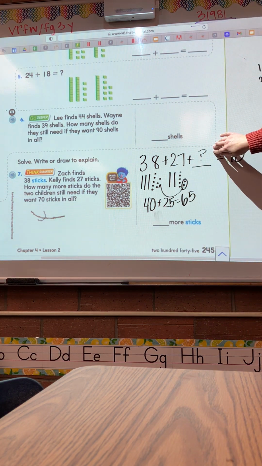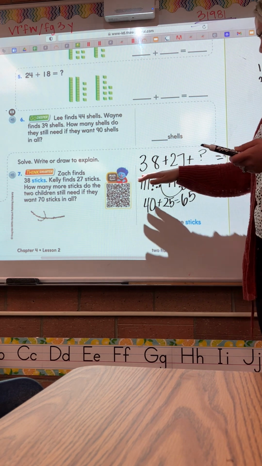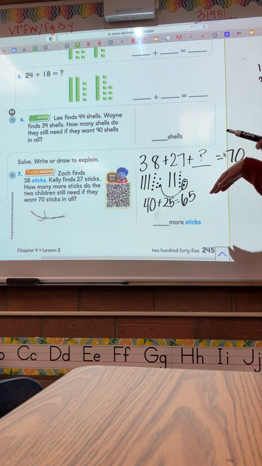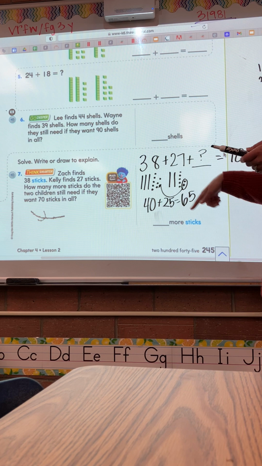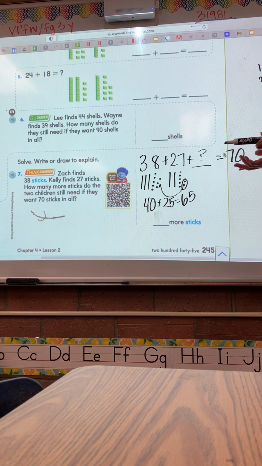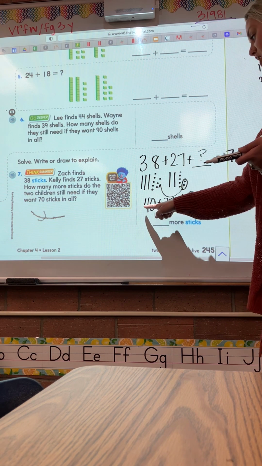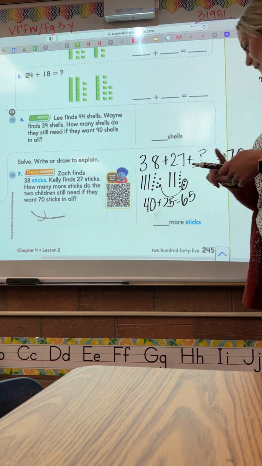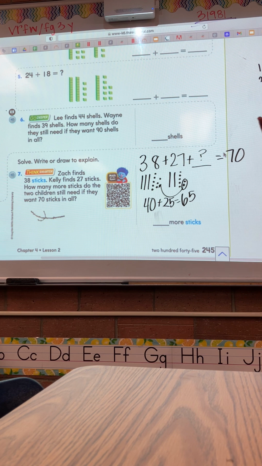Is 65 my missing addend? Would that be true? 38 plus 27 equals 65? Or 38 plus 27 plus 65 would equal 70? No, that's not true, but I know that 38 plus 27 does equal 65 because I changed my math sentence to look easier by creating a friendly 10. So my problem is not done.